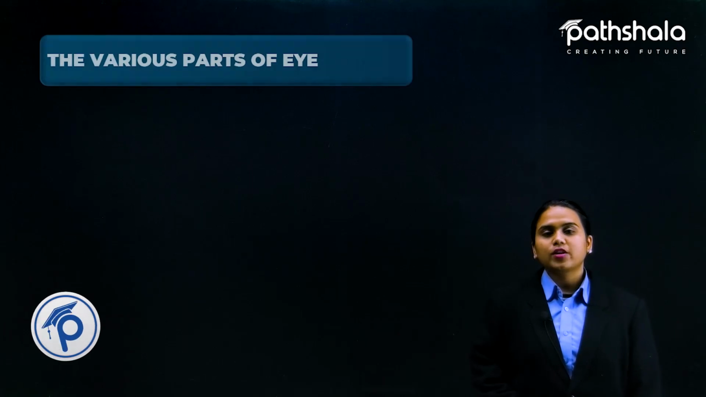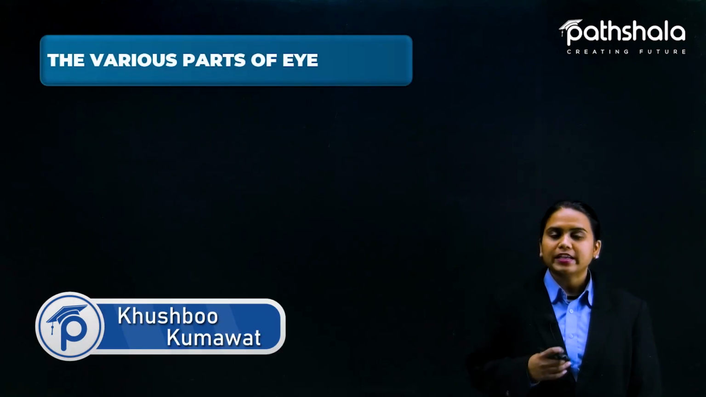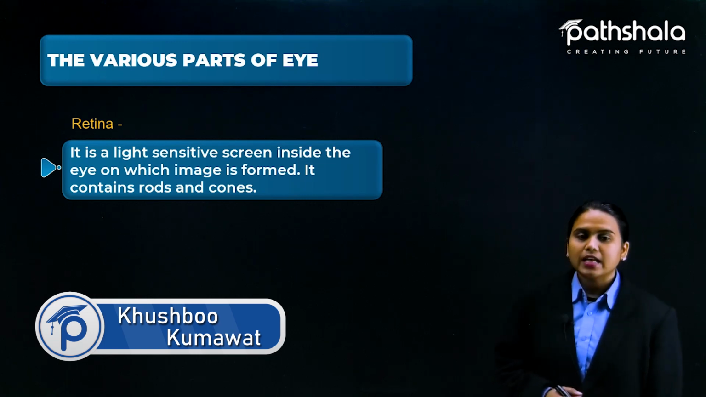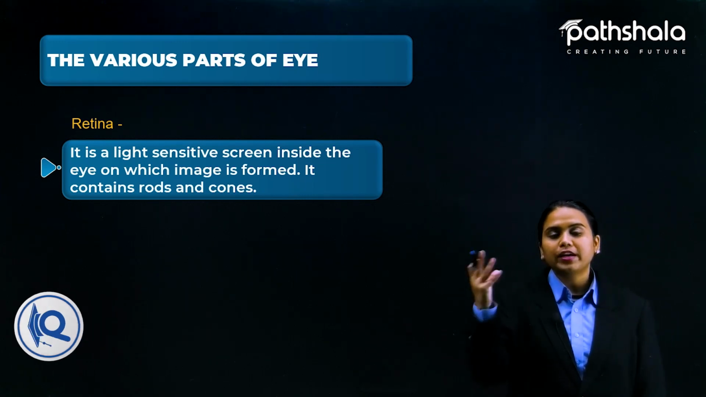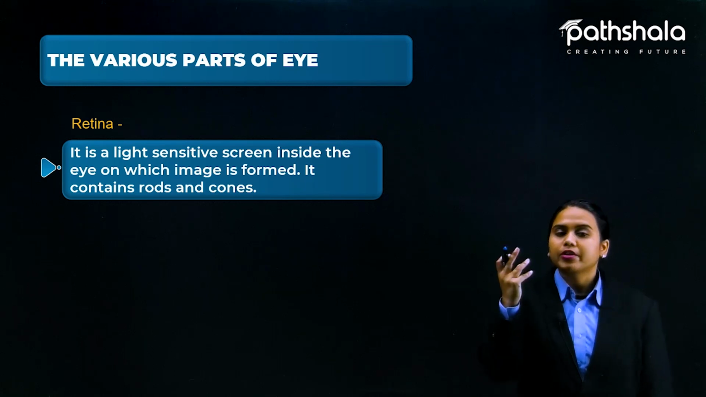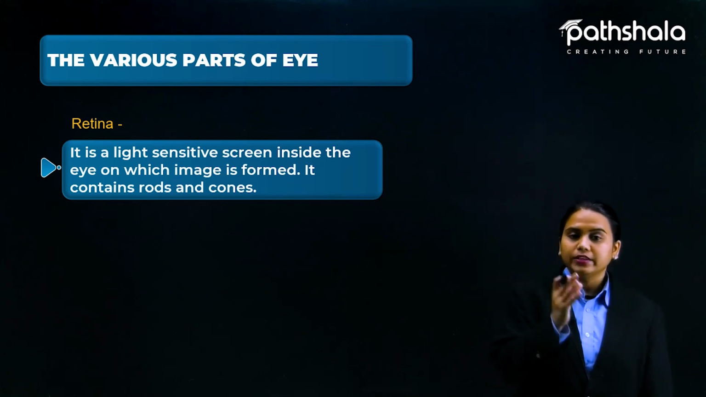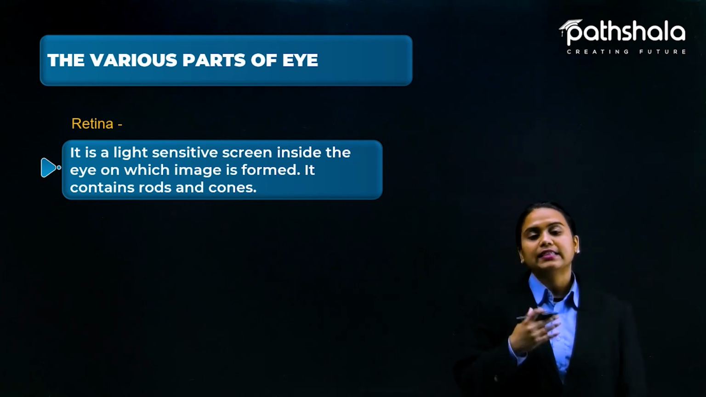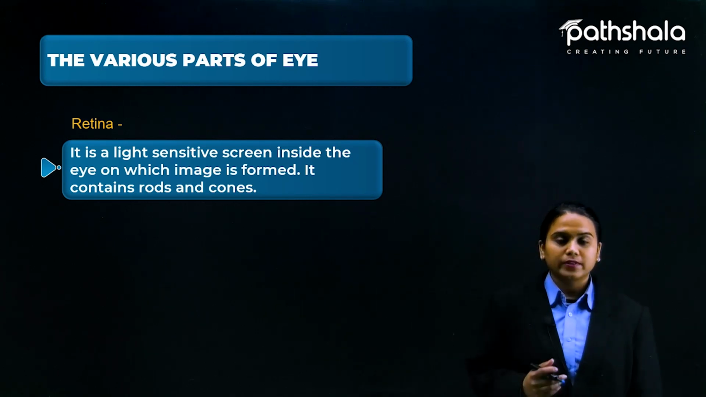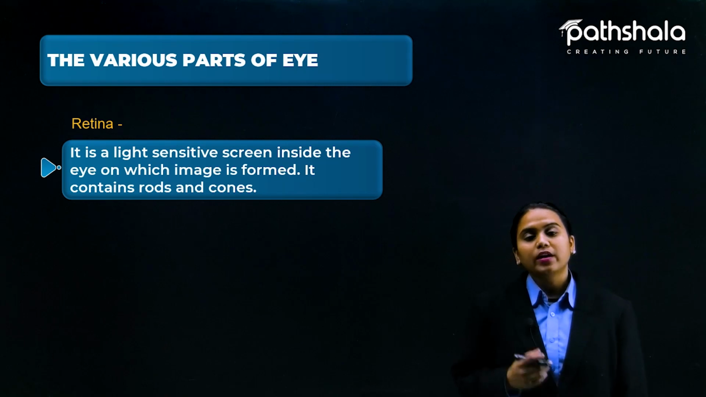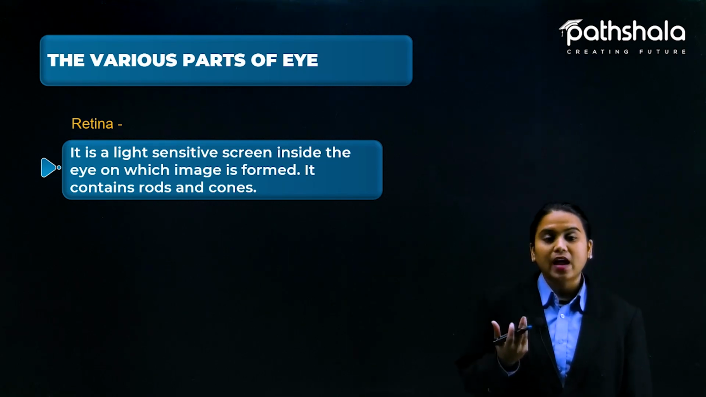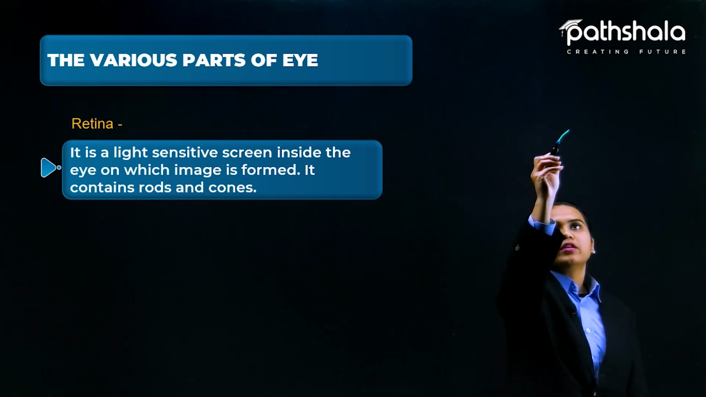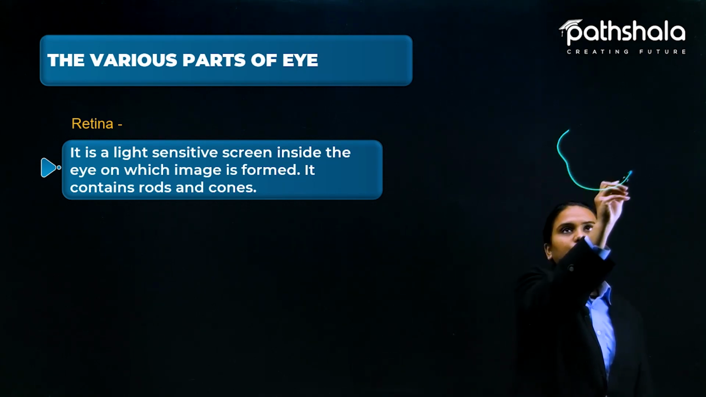Now let us see the structure of the human eye and the various parts of it one by one. So the first thing is the retina. As I have told you, whatever we receive, after refraction, gets imprinted on the retina, and that is taken up by the nerve cells, and then predicted by the brain as to what you are looking at.